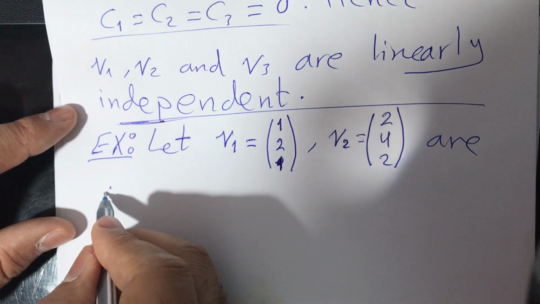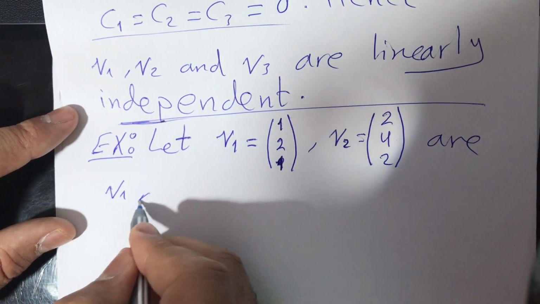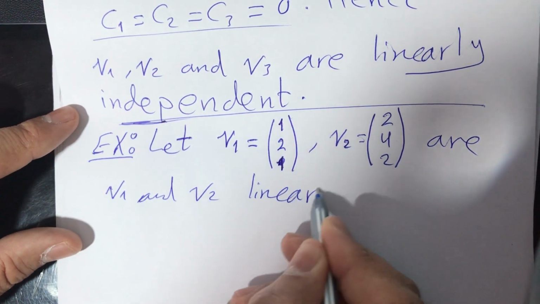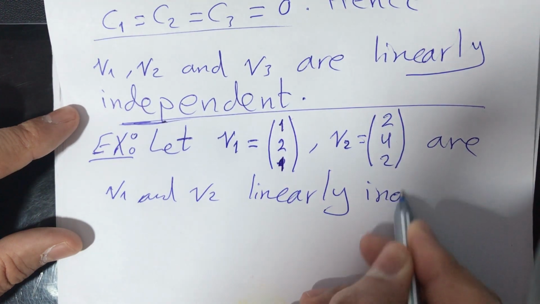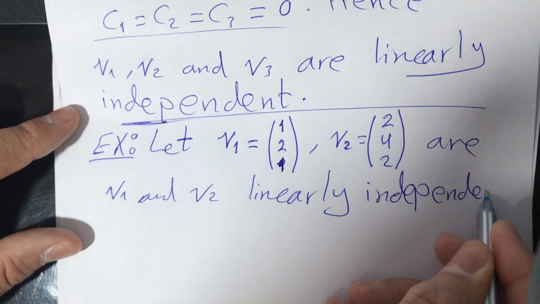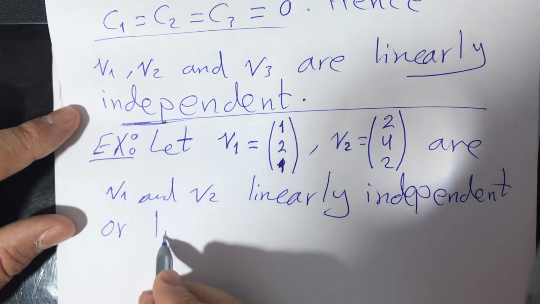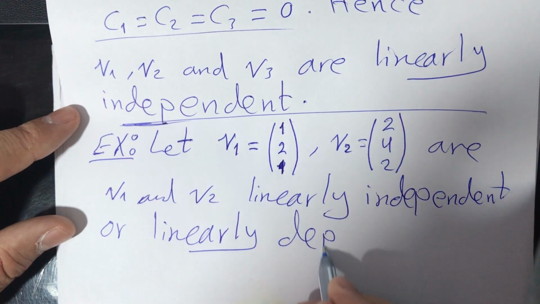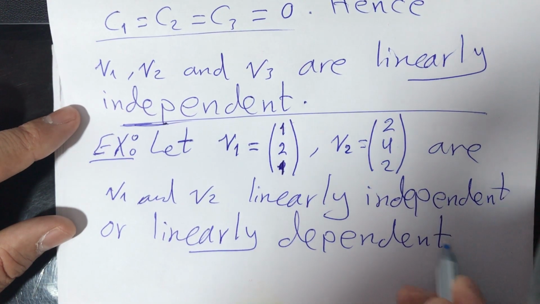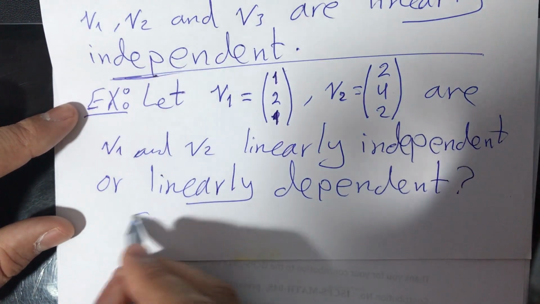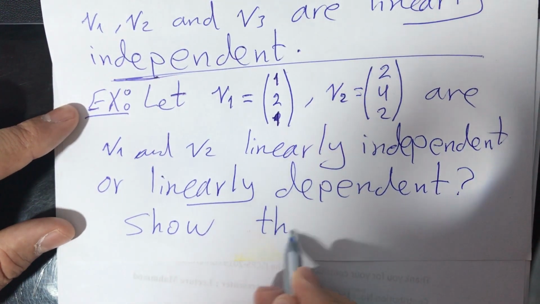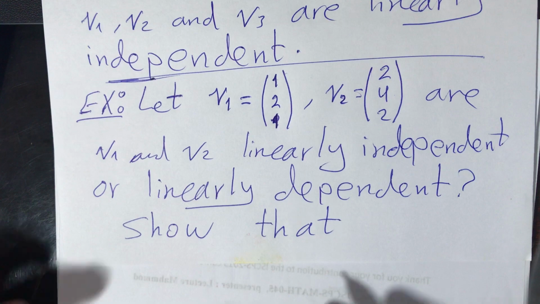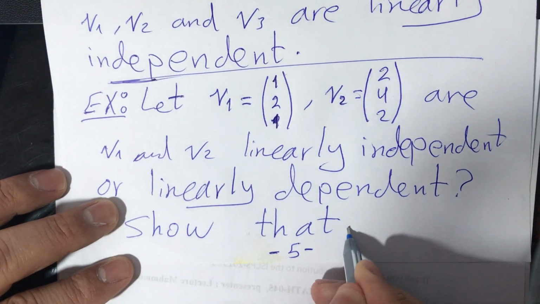Are V1 and V2 linearly independent or linearly dependent? Our question, show that. This is page number 5.